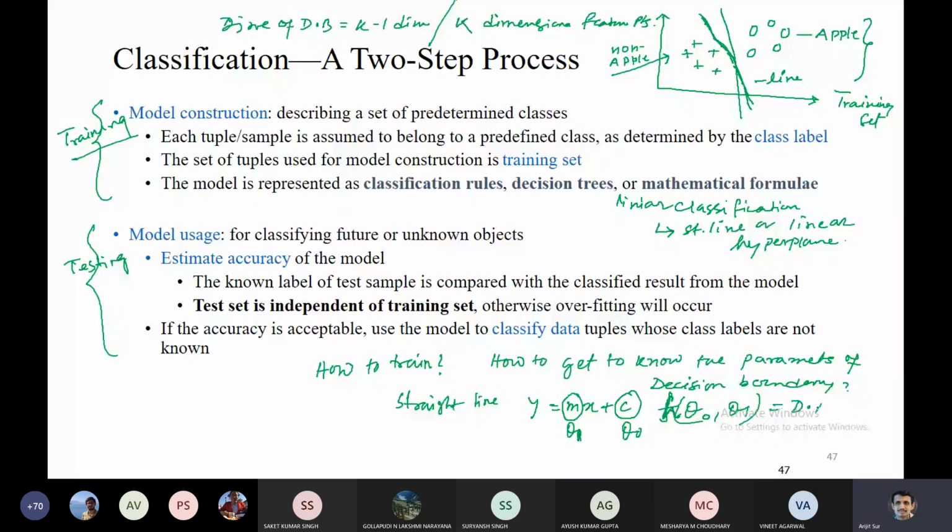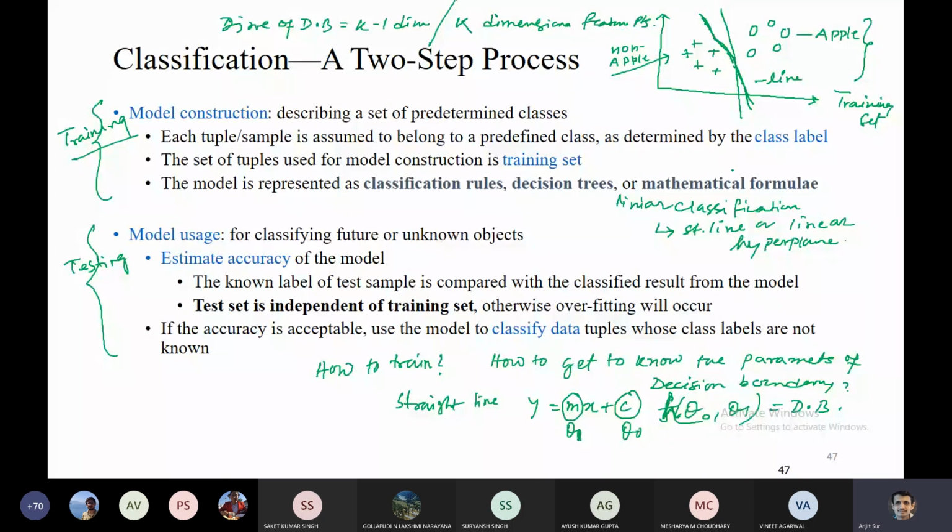In case of linear regression, it is a hypothesis function. So h theta 0, theta 1 is your decision boundary. And this theta 0, theta 1 you have to know because these are the true parameters. So what do you mean by train? Training means by virtue of your training samples, you can find out theta 0 and theta 1, that means m and c, so that we can have a more accurate decision.